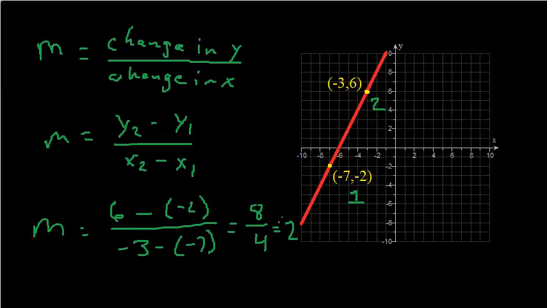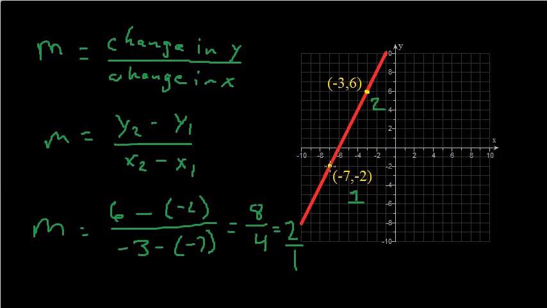This slope of 2 then is telling me that my change in y over change in x, for every 2 places that I go in y, I change 1 place for x. This 2 can also be written as a fraction, 2 over 1. So for every 2 places I go in y, I move 1 place in x, and that's describing how this line moves along the graph.